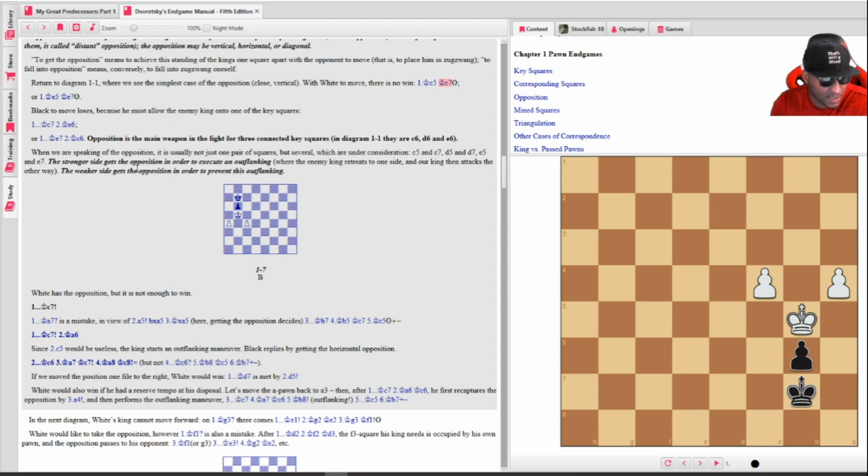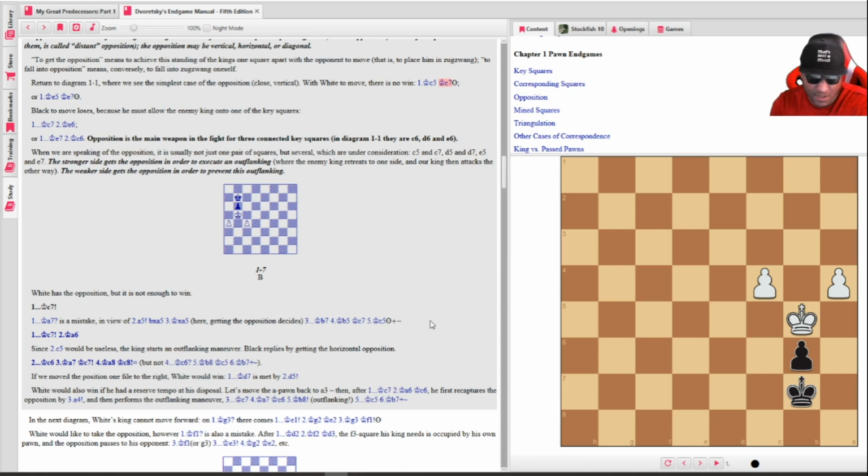Okay, the stronger side gets the opposition in order to execute an outflanking, where the enemy king retreats to one side and our king then attacks the other way. Nice explanation. The weaker side gets the opposition in order to prevent this outflanking. All right, here we go.